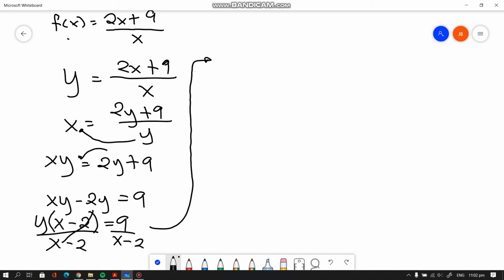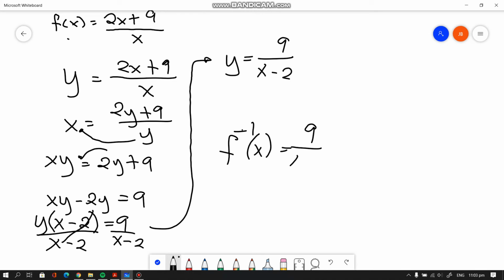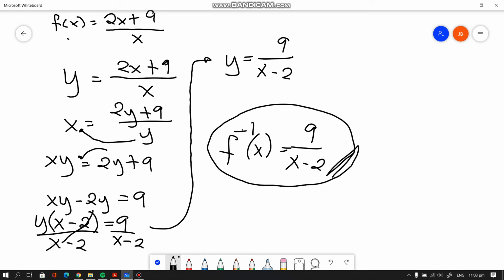And the answer is y equals 9 over x minus 2, or the inverse is f inverse of x is equal to 9 over x minus 2. So that's how you determine the inverse of a function.